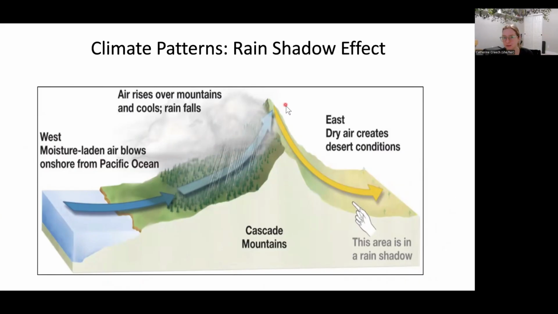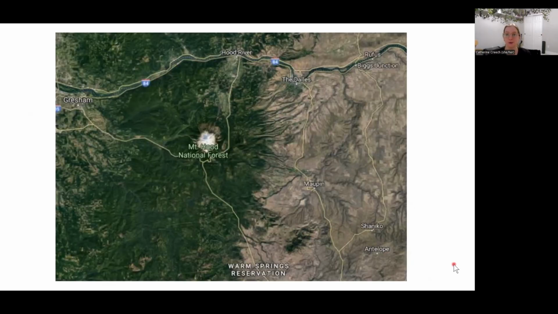By the time the clouds move to the other side of the mountain range, most of the water in the air is gone. And so the air is dry and we have more arid desert conditions on the opposite side of mountain ranges from where the ocean is. You can see this on Google Maps.